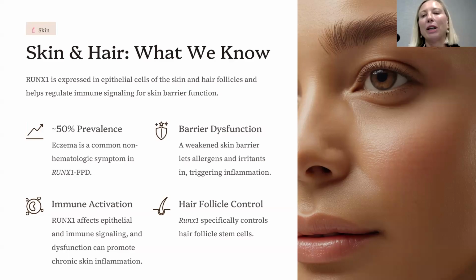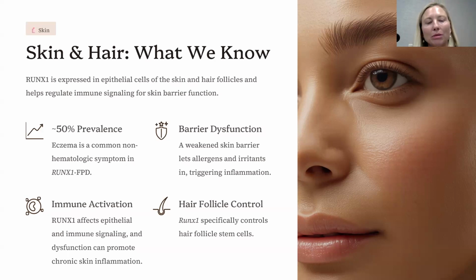And interestingly, there's a very recent paper that just came out this year suggesting that hair follicles may actually represent a central hub for immune surveillance in the skin. If RUNX1 is playing a role in the epithelial cells within that hair follicle, we also know that RUNX1 is playing a role in the immune cells. And if these hair follicles are immune sensing hubs, you can imagine that if there's any kind of disruption, the skin might be more sensitive.